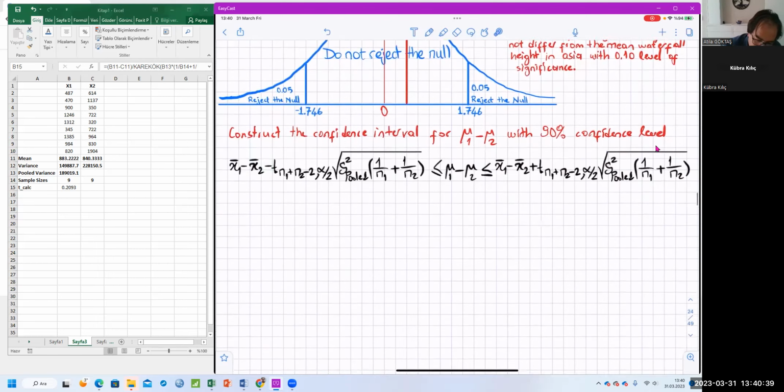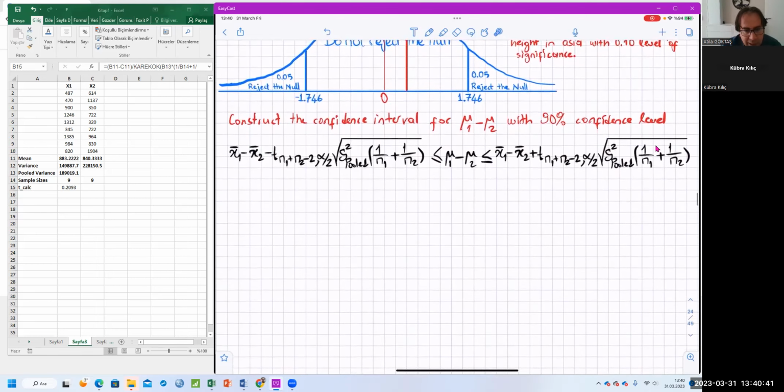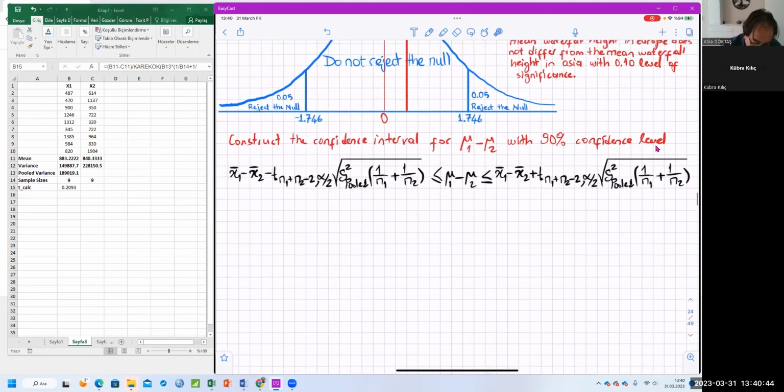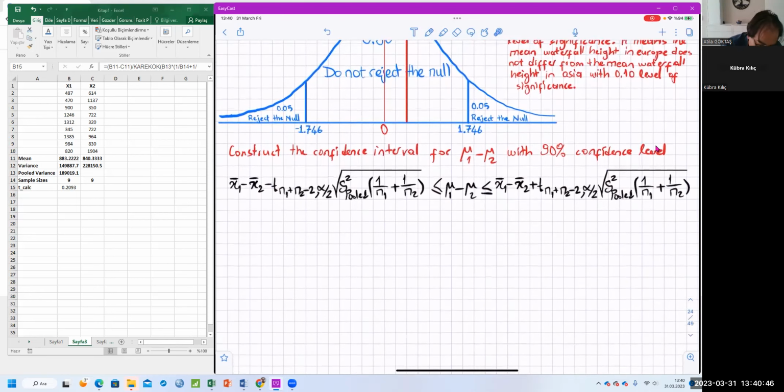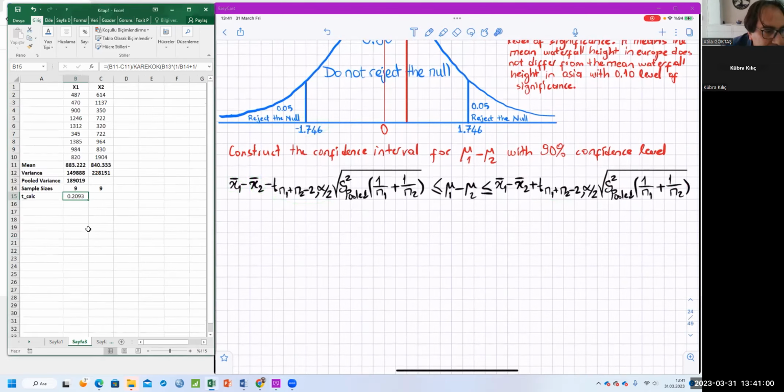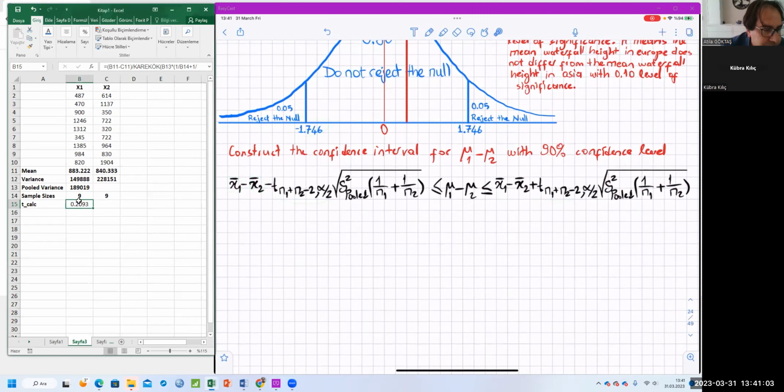So for this example, to construct the confidence interval, everything is known. We know the critical value as well. This one is minus 1.746, and this one too. And x1 bar and x2 bar are already on the screen in Excel. I'll just resize the screen. Okay, I can copy the things from here.